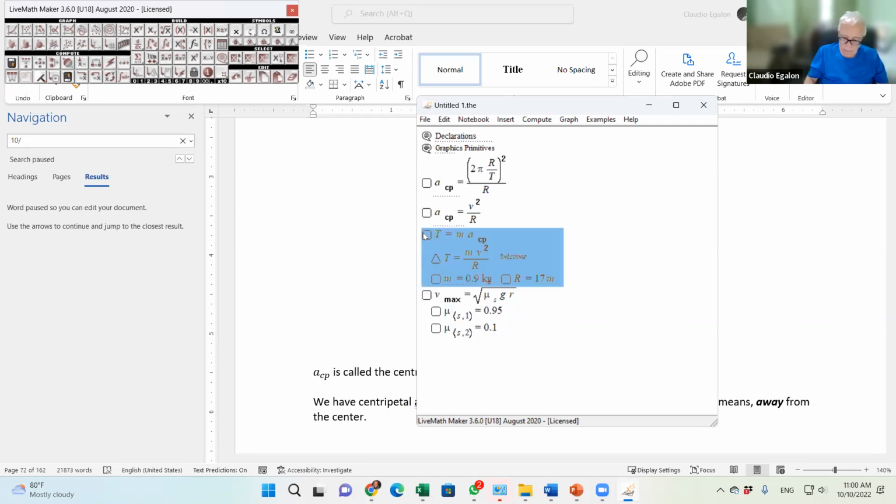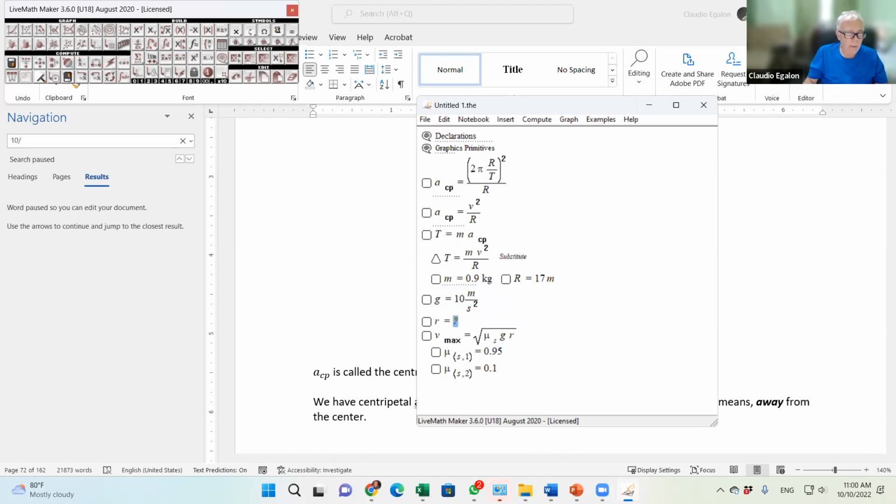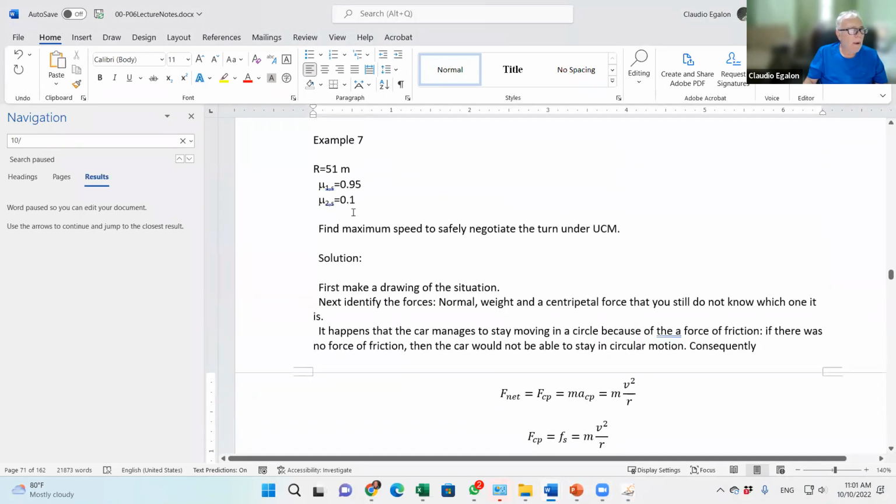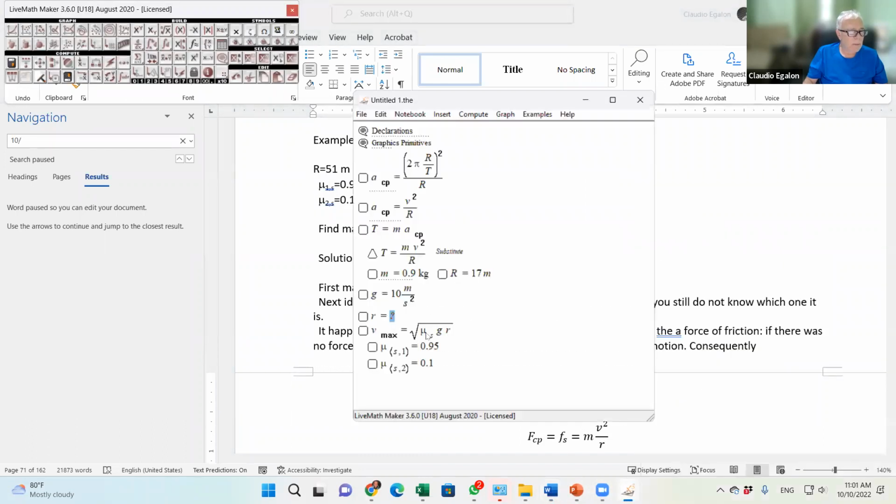And I also have g. I'm going to use 10 meters per second squared just to make things easier, okay? What else? R, what's the radius of curvature of the turn? R is 51 meters. I put lowercase r, it's supposed to be uppercase R. 51 meters.